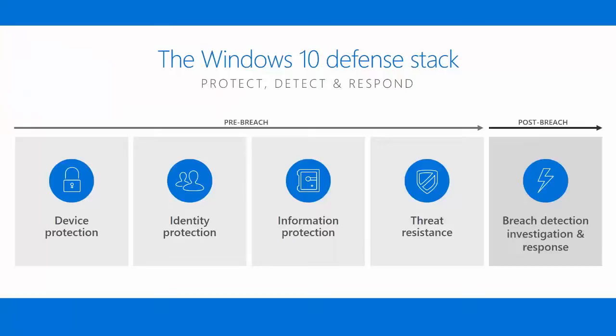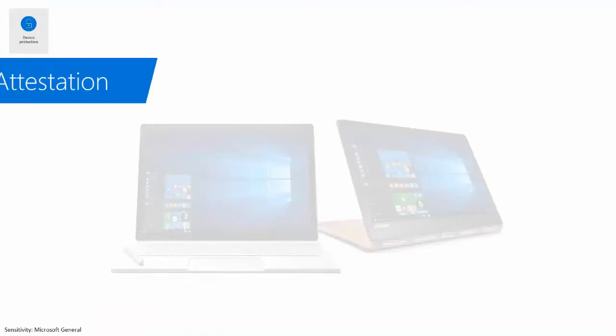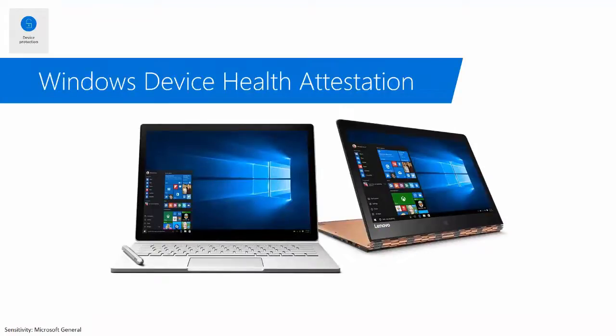So with the Windows Defense Stack, we look at it in two ways. We look at both pre-breach, so how do we protect our users from ourselves, and then also if something happens, how do we go back and look at things that have happened? So to start off, the first thing we look at is how do we protect the device? And we do that with this really sexy sounding term, Windows Device Health Attestation.